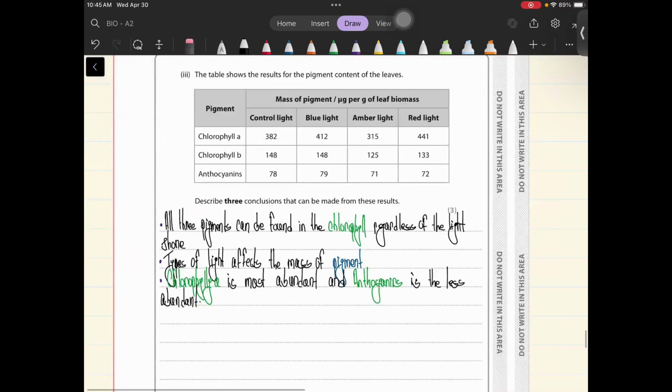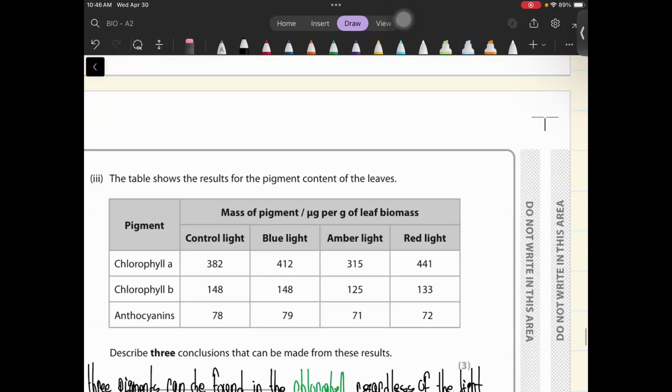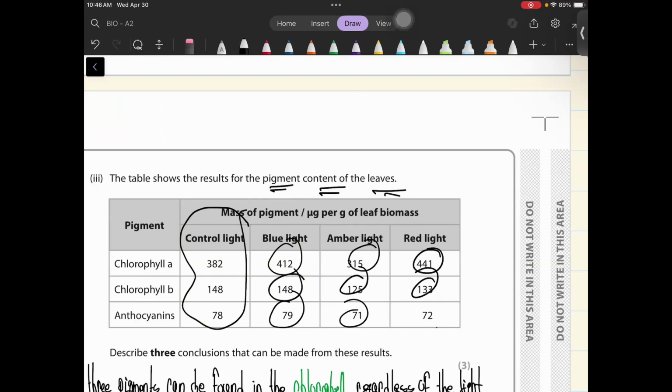The table shows the pigment contents of the leaves. This is in control light. This is in blue light. Each of the pigments, amber, red. In red light, it is the greatest.